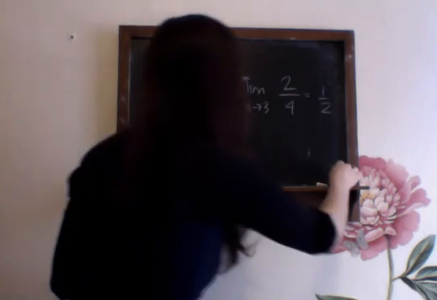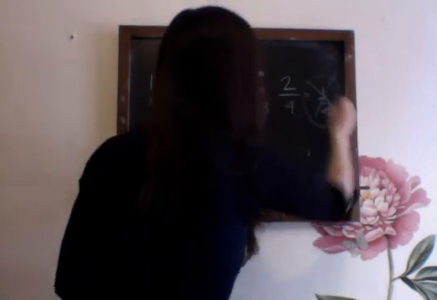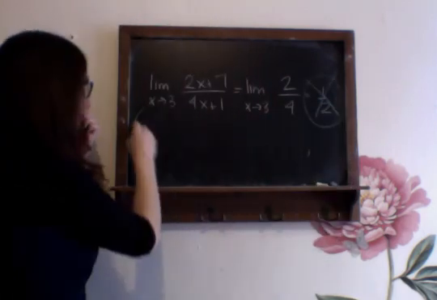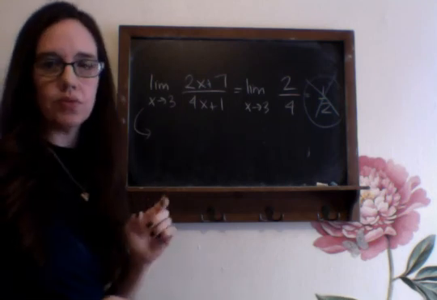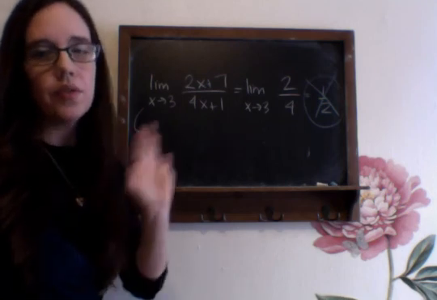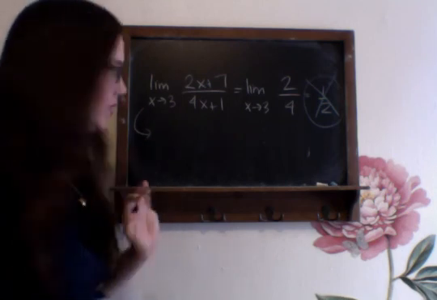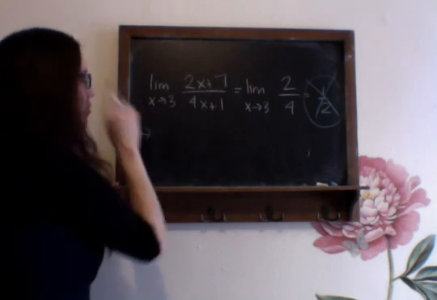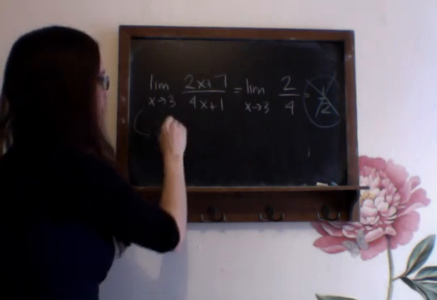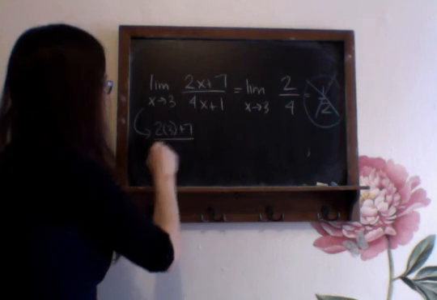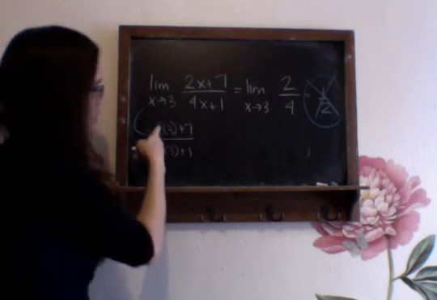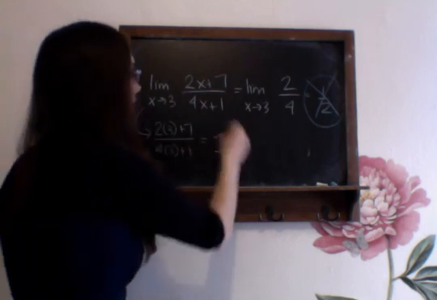This is not correct. Let's see why. Well, because I skipped the first step. You can only use L'Hopital's rule if you have the indeterminate form 0 over 0, or infinity over infinity, but we're just talking about 0 over 0 right now. So always try and plug in the limit value. So 2 times 3 plus 7 over 4 times 3 plus 1. So it's 13 over 13, so this is 1. And that's the correct answer for this problem.